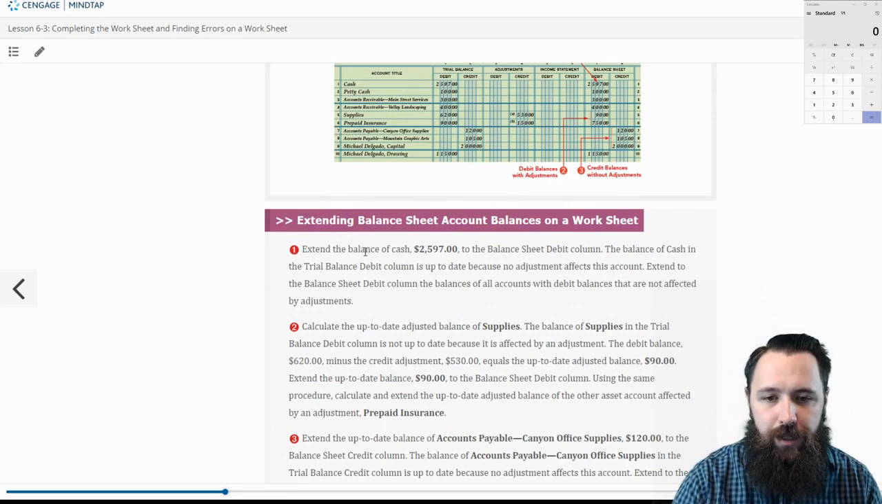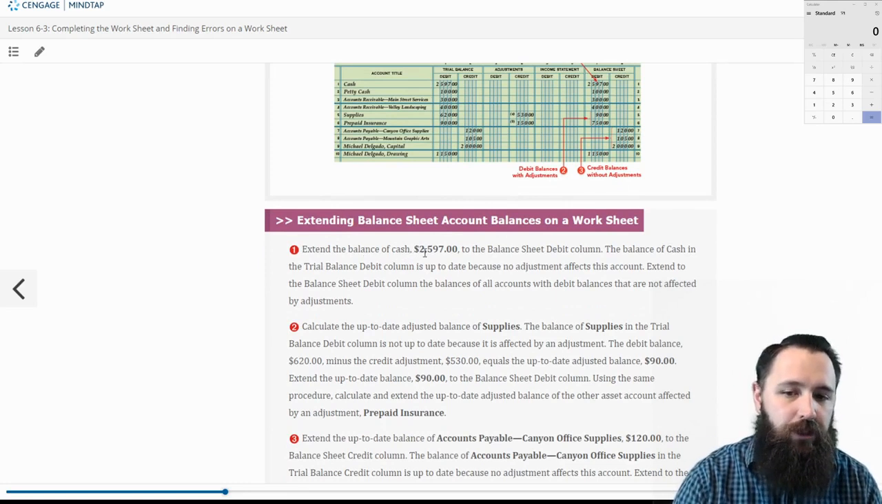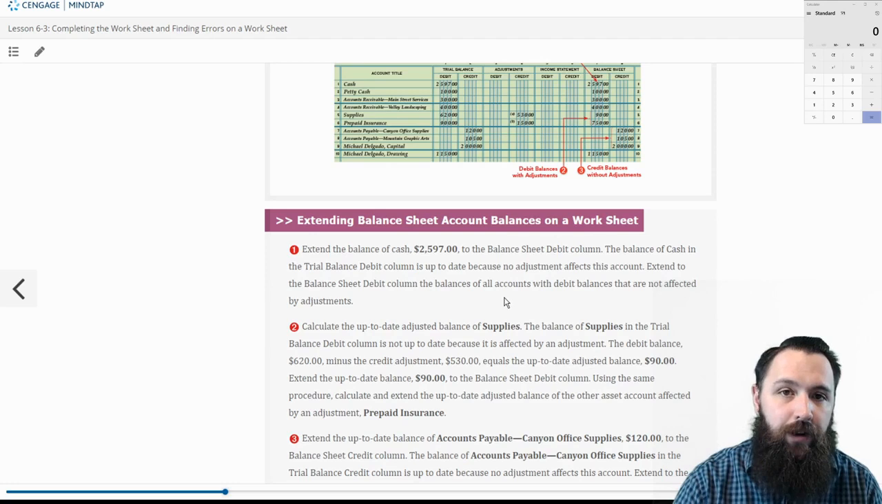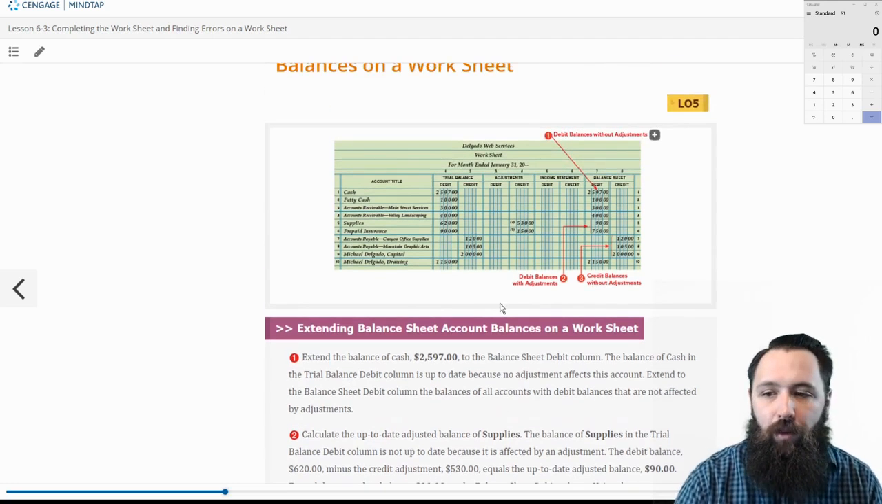So let's just look through the steps. It says extend the balance of cash, $2,597, to the balance sheet debit column. The balance of cash in the trial balance debit column is up to date because no adjustments affect this account. Extend to the balance sheet debit column the balance of all accounts with debit balances that are not affected by adjustments. Now, what does this mean?